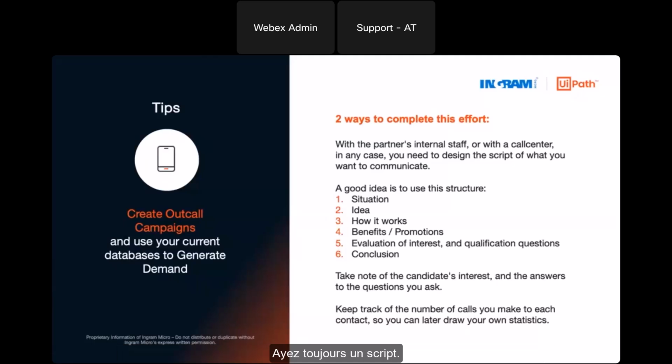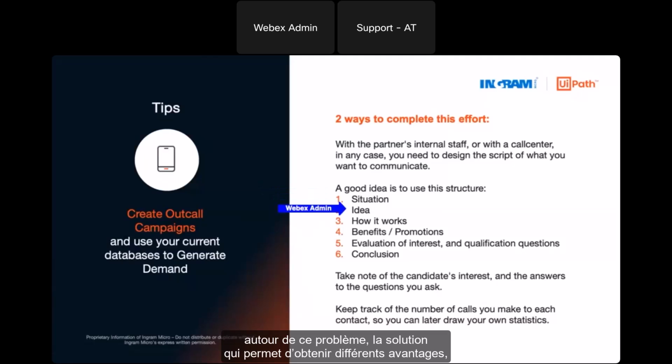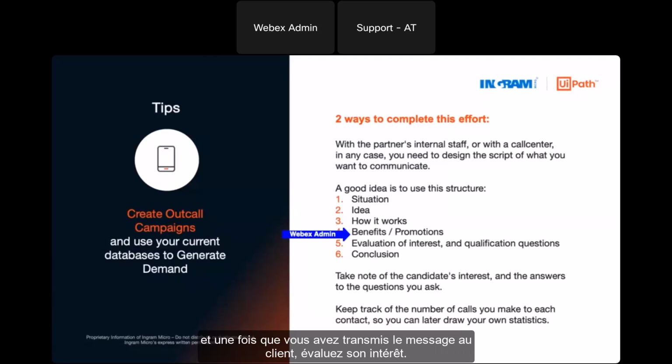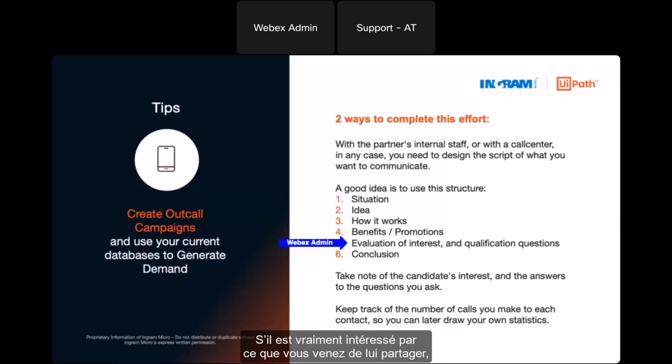So always have a script. A good idea for the script is, share this situation with your customer, all the idea and challenges around that situation, the solution that enables different benefits, or perhaps you are sharing a specific promotion, for example. And once you share the message with the customer, evaluate their interest. And if they are really interested in what you just shared with them, if they have a similar initiative in their organization, or if they have the budget, if they are the decision maker.